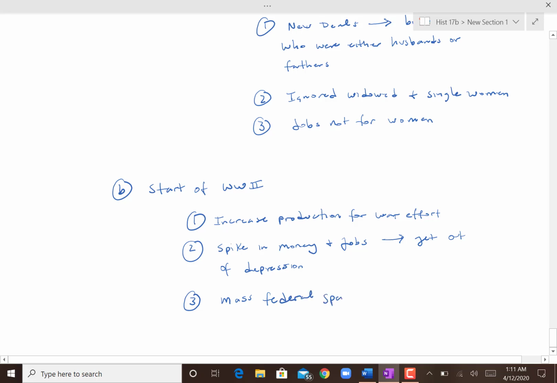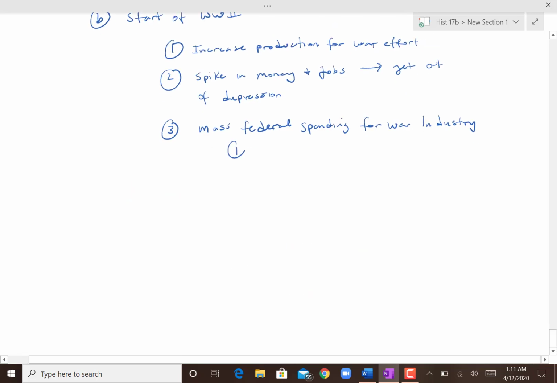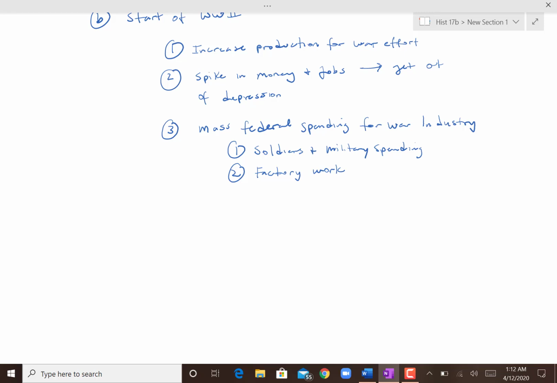And you have it where it impacts everyone, because you have either those for soldiers, or you have the factory. So you have the soldiers and military spending. And then on top of that, you have the factory work for production. And there were more jobs than they had people to fill. And this is then what kicks the U.S. out of the Depression and creates, we'll see at the end of World War II, another spike, just like the end of World War I, in the economy.